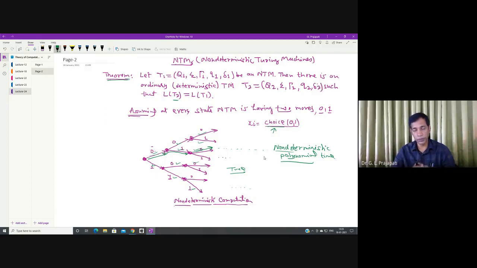So your Turing machine, the basic or ordinary Turing machine we have discussed, which is the deterministic one, is a much more powerful model of computation.